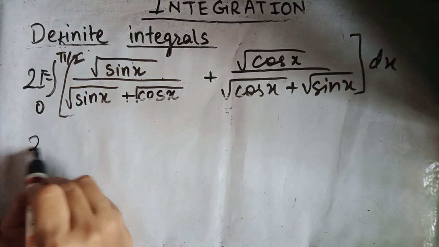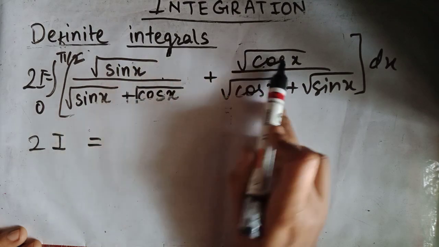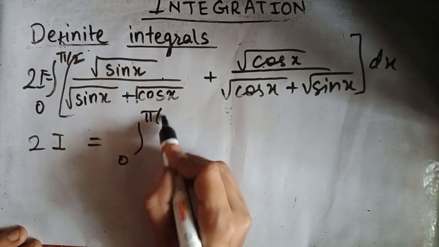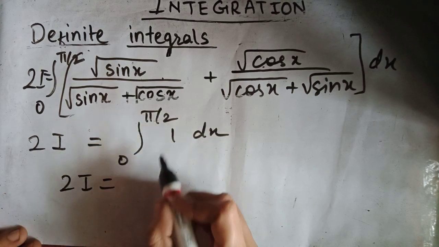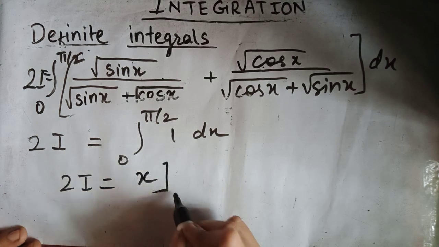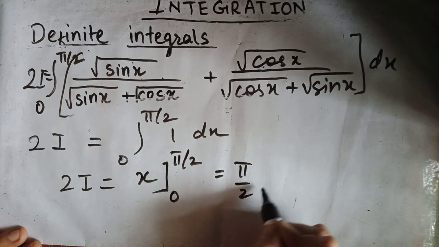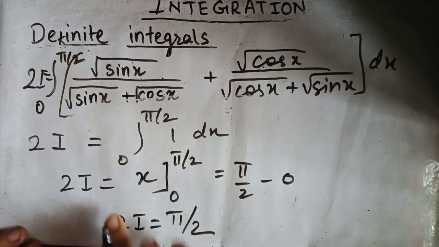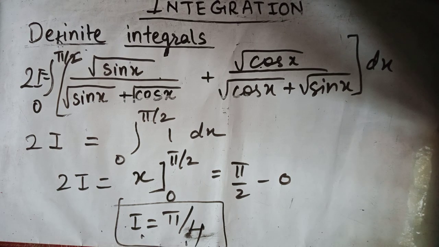So 2I equals, this will add up, both the terms are the same in numerator and denominator, so we will get the integral 0 to pi by 2 of 1 dx. So 2I is x from 0 to pi by 2, which is pi by 2 minus 0. So 2I equals pi by 2. So 2 comes here, and this becomes pi by 4. So the answer of this integral is pi by 4.